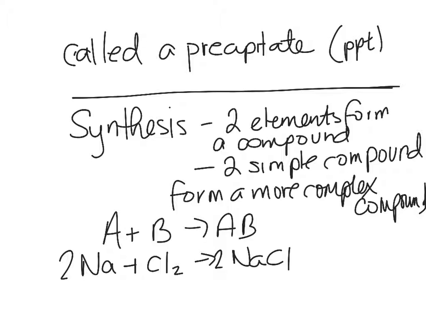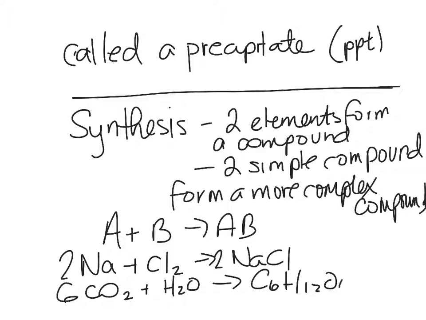Photosynthesis is a good example of a synthesis reaction. Carbon dioxide plus water makes sugar, with oxygen as a byproduct. Carbon dioxide and water make a more complex compound and another simple product. So this is an example of synthesis.